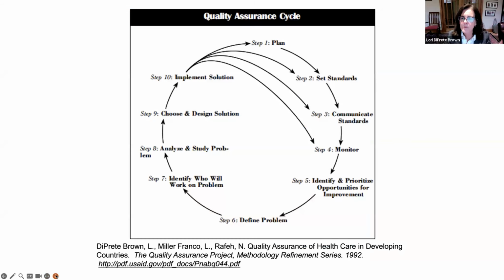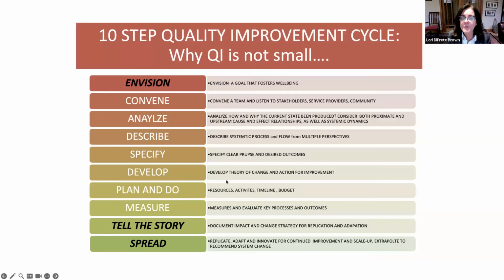Here's another quality improvement cycle that I did many, many years ago. It's from 1992. I'm not going to talk about it too much. This is the one I use now that involves envisioning change. One of my big insights after 30 years was that a lot of times we're focused on a problem, but we really don't know what it would look like if the problem were solved. And so focusing on envisioning the outcome that you want can be important.